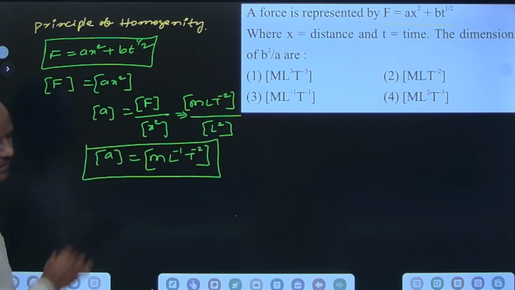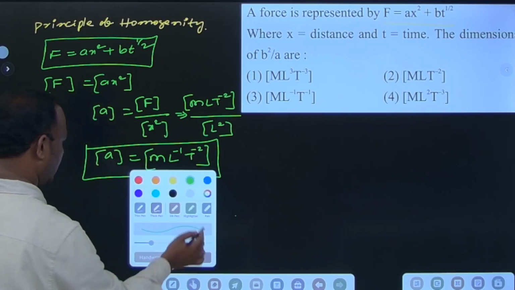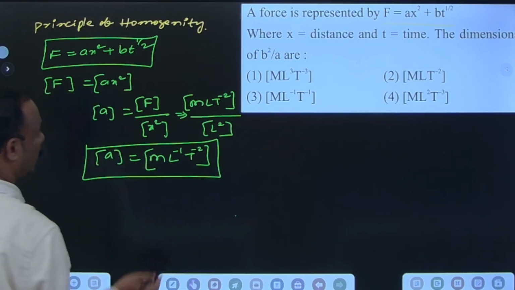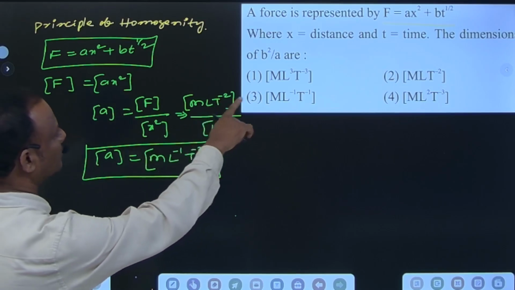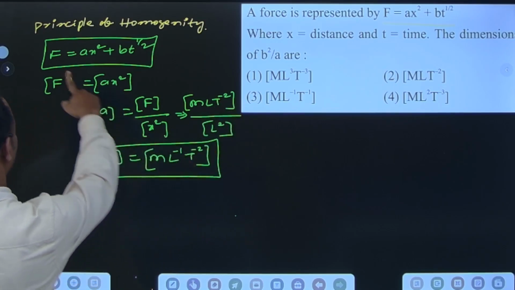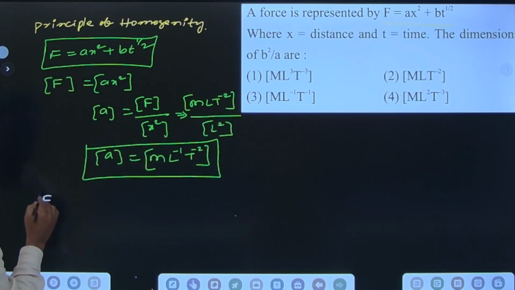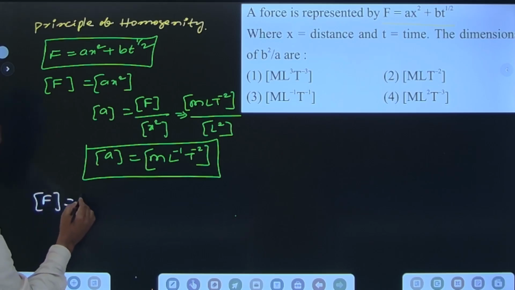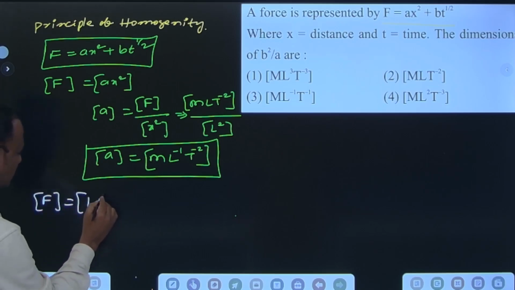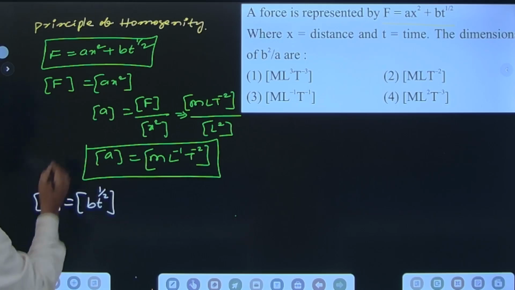A is given: A is m L minus 1 t minus 2. Next one: the dimension formula of F is equal to the dimension formula of b t power 1 by 2.